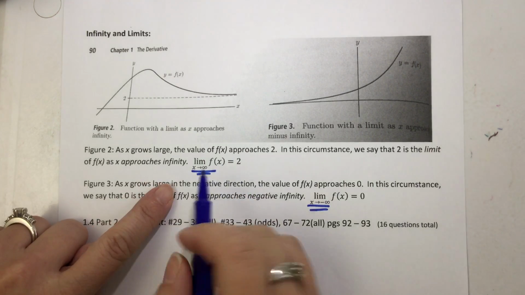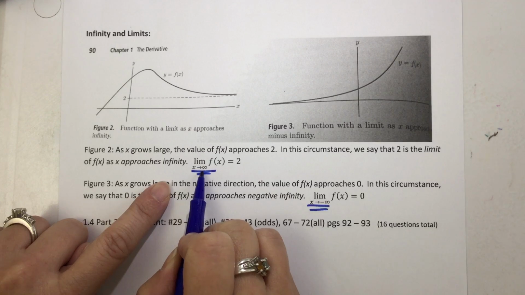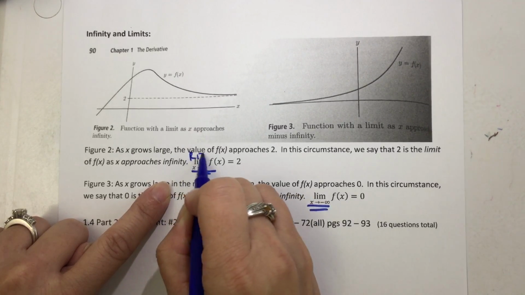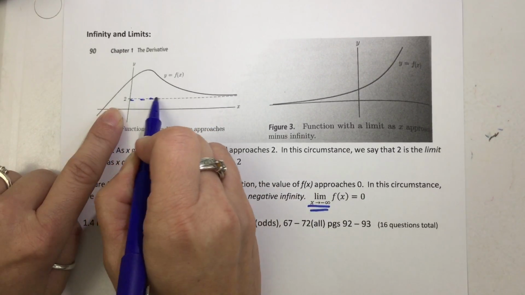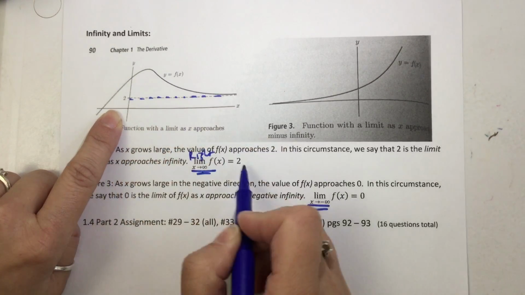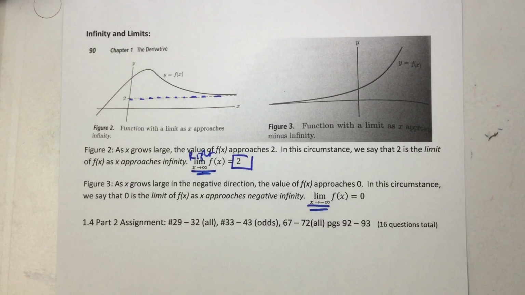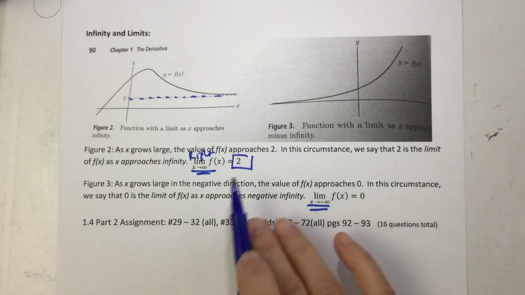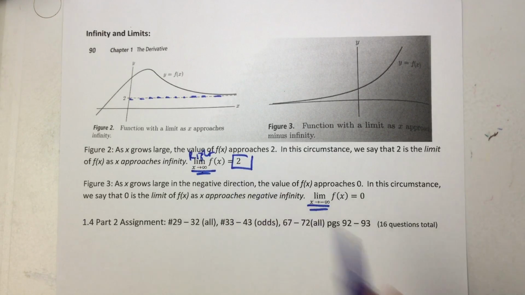And so here, this says the limit as x approaches positive infinity. This means as you're going to the right, notice that your graph keeps getting closer and closer and closer to 2. So it has a limit. That 2 is called your horizontal asymptote. That's the line that your graph is going to get really, really close to, but never actually touch. But it is still a limit because it's approaching 2.